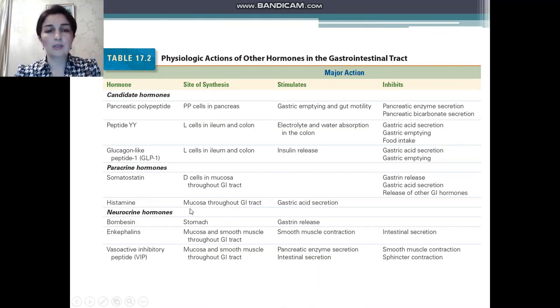The endocrine cells present in the wall of the intestines are also of different types. For example, PP cells are pancreatic polypeptide producing cells, L cells produce peptide YY, glucagon producing cells, D cells produce somatostatin, histamine is produced by ECL cells, then bombesin producing cells, vasoactive intestinal peptide producing cells, enkephalin producing cells. Each of these components will have their own activity on the gastrointestinal tract.